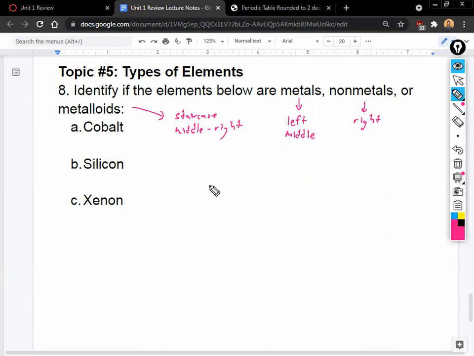So with that being said, I want you guys to take a second to find out if cobalt, silicon, and xenon are metals, non-metals, or metalloids. For this problem, you're going to have one of each. So if you guys are able to use the guidelines to figure out which one is which, you guys should be in pretty good shape. Okay, metals are on the left and middle, non-metals are on the right, and the metalloids are kind of in the middle-ish. But again, for this problem, there's going to be one of each.